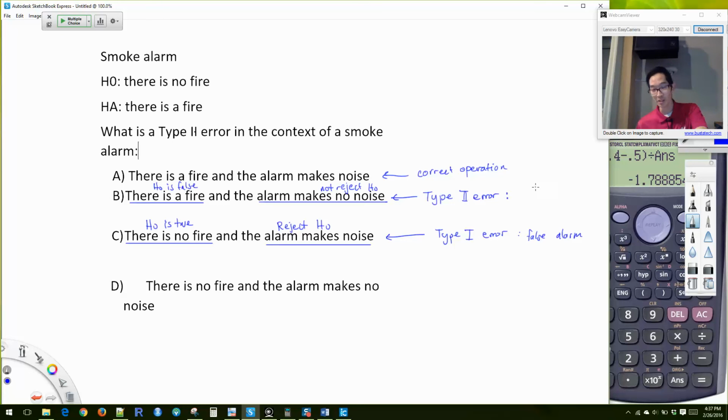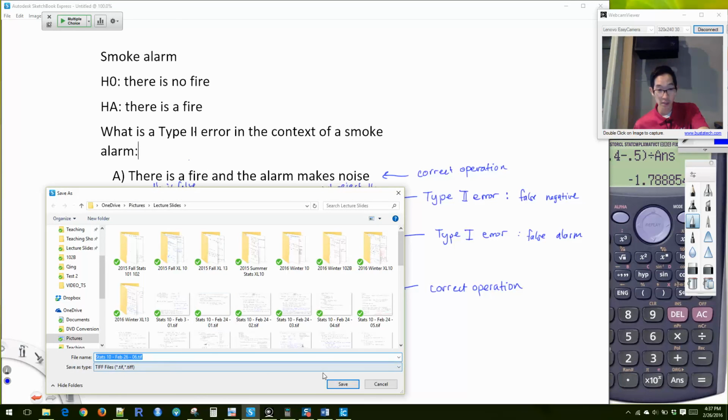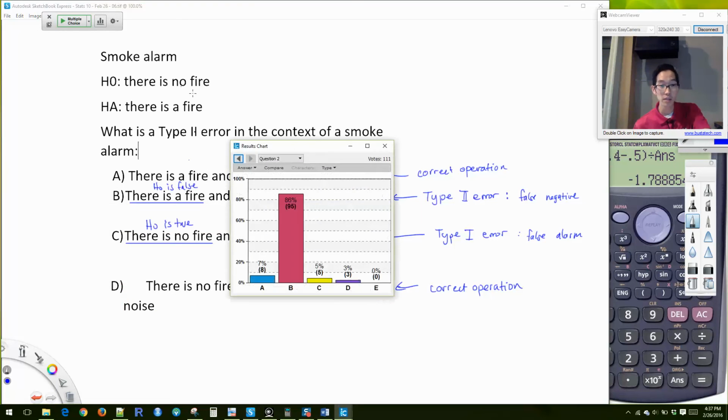And then type 2 error would be, well, I don't know what we call this, a false negative, I guess. False positive and false negative. Okay, and then there is no fire and the alarm makes no sound. This is correct operation. Okay, so question 1 indeed was C, and then question 2 indeed was B.